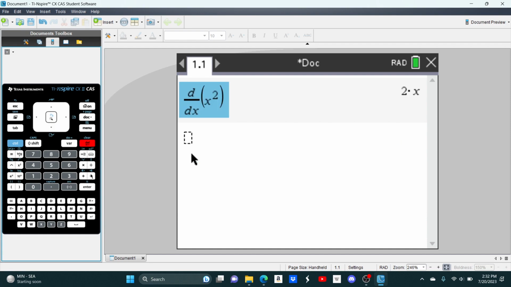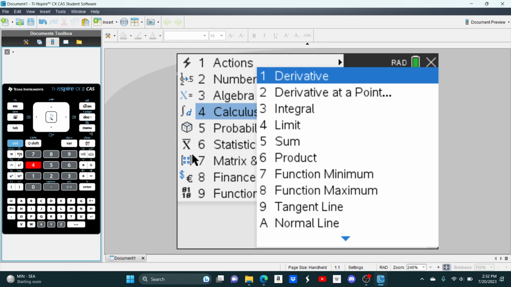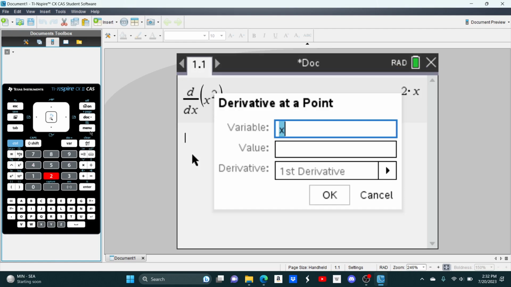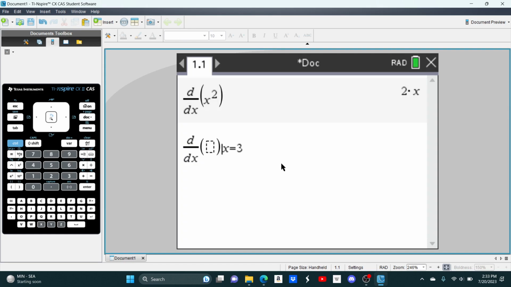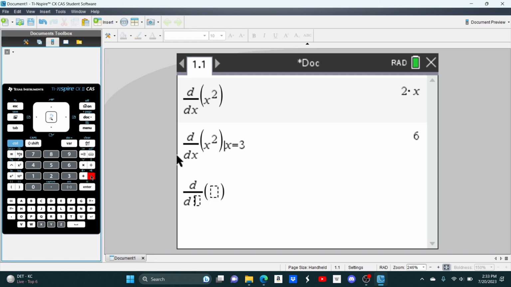Something you may want to do is take the derivative at a certain point. There's also a couple ways to do this. You can go to Calculus and then number 2 is for Derivative at a Point. So that's your variable. Maybe I want to evaluate at x equals 3. And then for now we'll just use the first derivative. I'll click OK and then type in x squared. The other thing you can do is you can actually just type out this extra thing that they have out here.